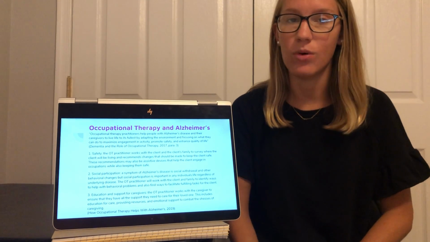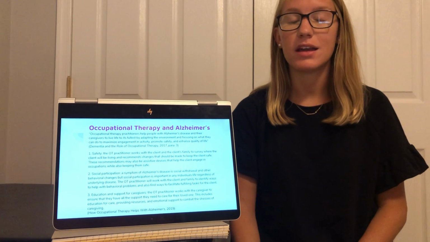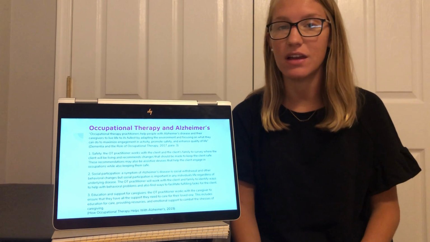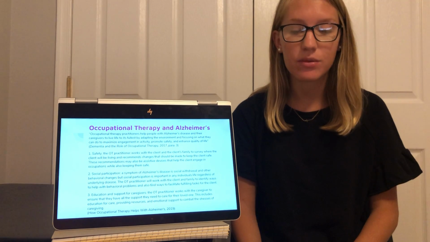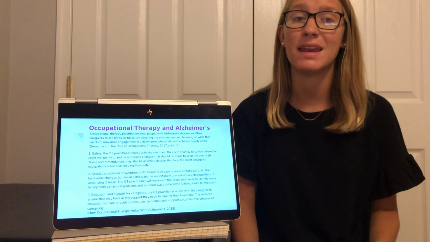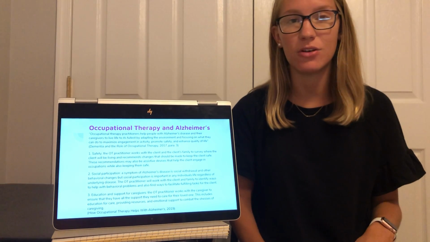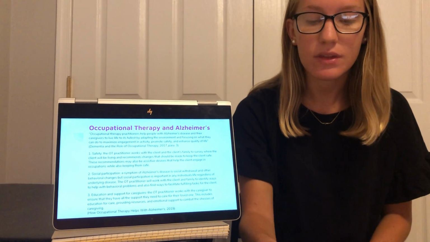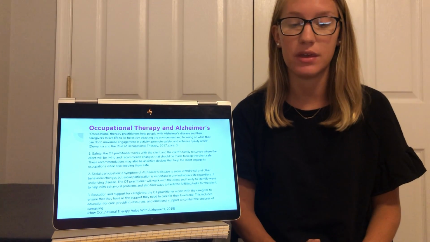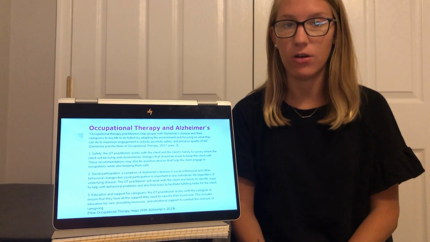So we're going to look at what occupational therapy would look like when working with an individual with Alzheimer's. Occupational therapists work with their clients to help them live the best life that they can, help them be as safe as possible. This may be working on their independence, their ability to remain in their home, and their ability to continue doing the things they love despite their disorder, despite their disease. With occupational therapy and Alzheimer's, we focus on 3 specific things. That is safety, social participation, and education and caregiver support.